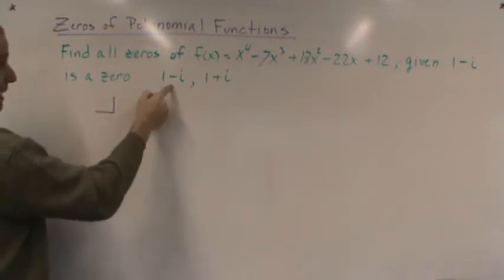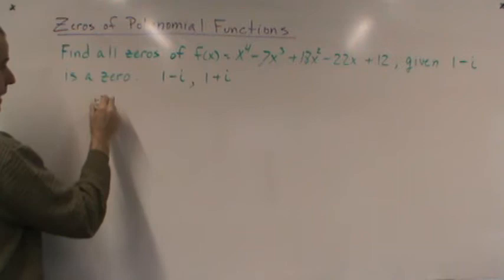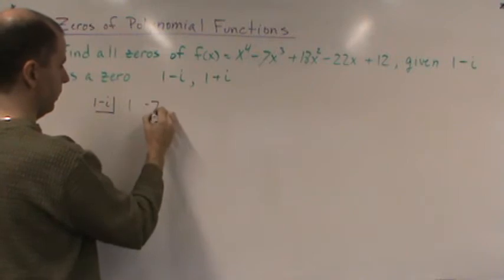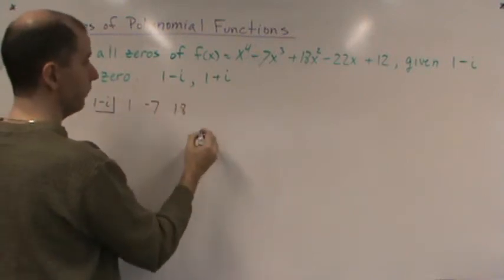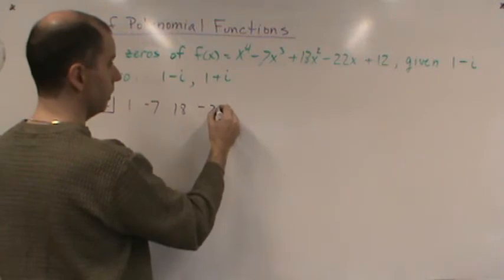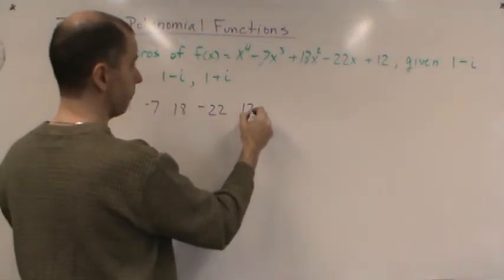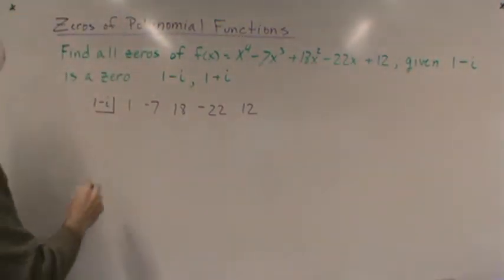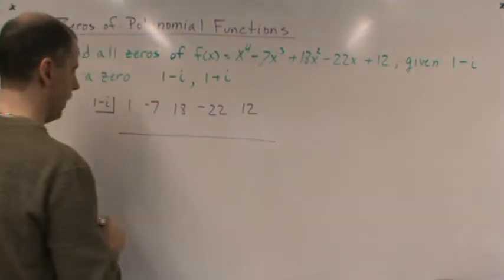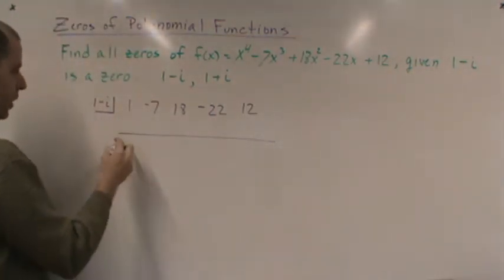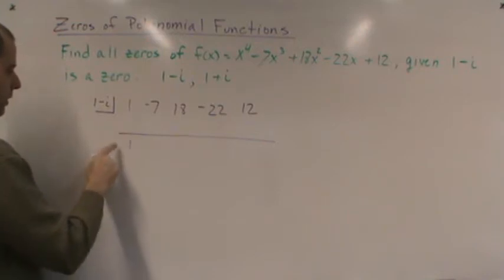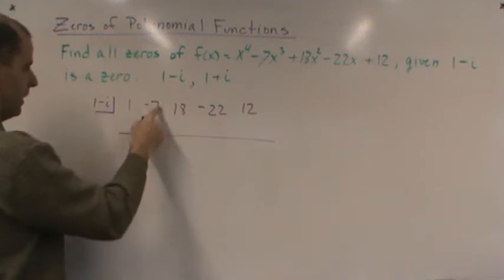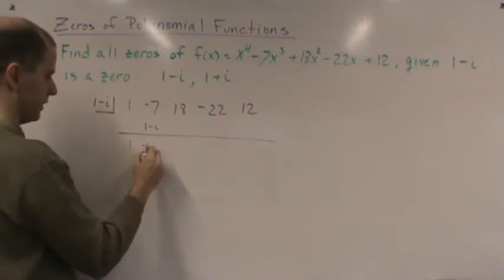So this is my k value, so it's going to be 1 minus i. And then the coefficients are going to be 1, negative 7, 18, negative 22, and 12. And there's no missing terms, so we don't need any zeros here. And so I'm going to write my line, and now I'm going to start the synthetic division part. And so here's the algorithm. Now here, this times this is going to give me 1 minus i here. Negative 7 plus 1 is going to give me a negative 6 minus i.